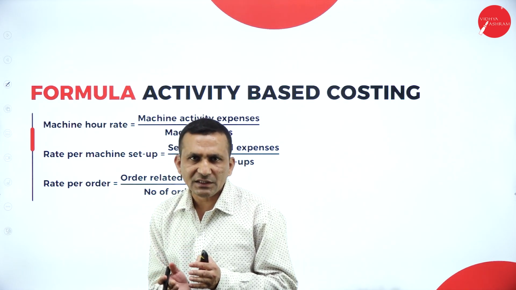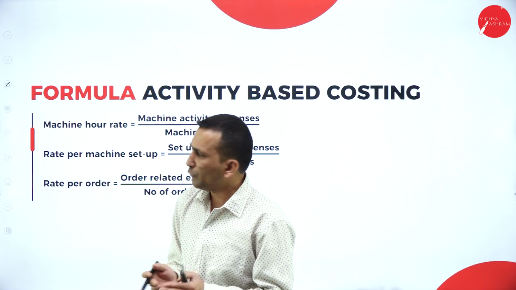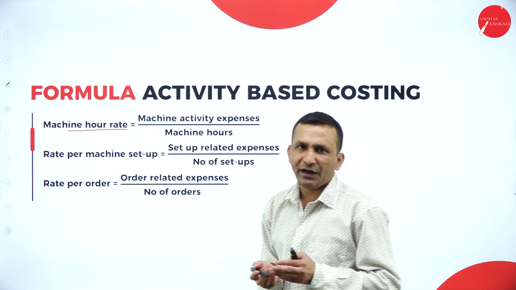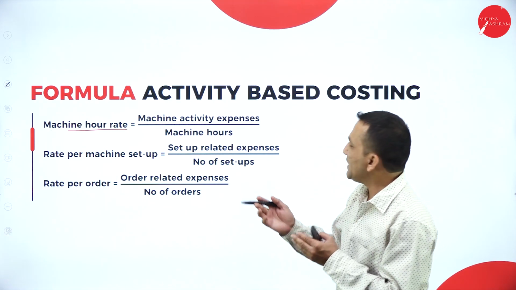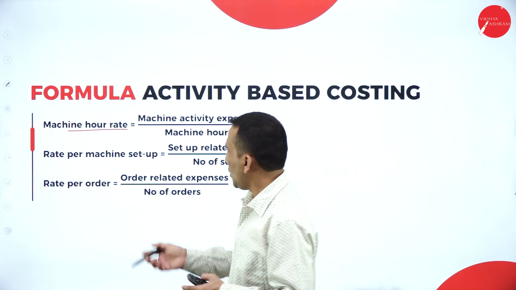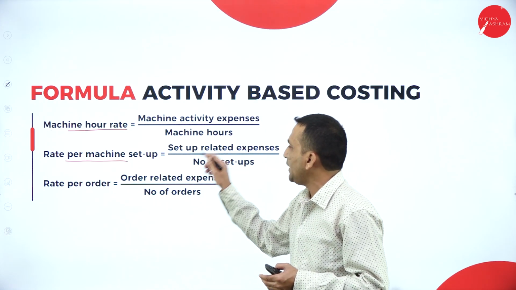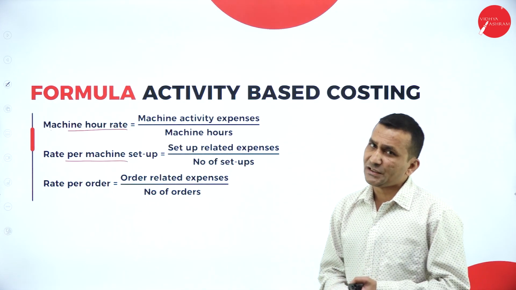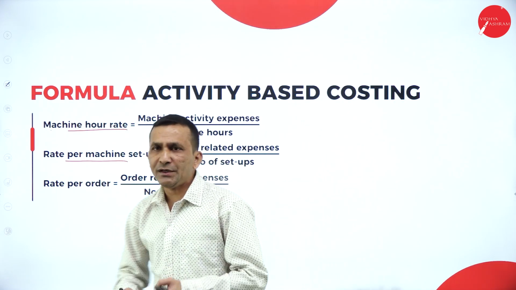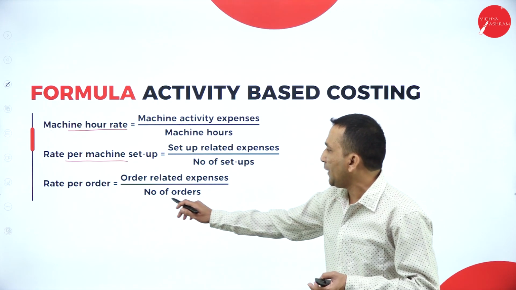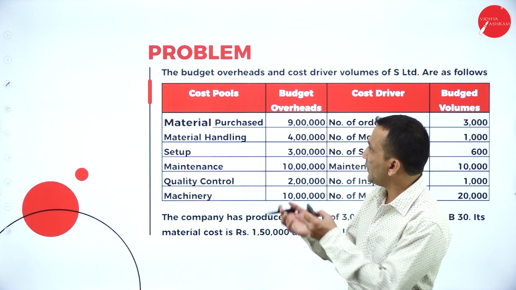The formula was also clearly specified in the last session. Because of the number of activities, we need to frame the formula. If you want to find the machine hour rate, we can easily find it as machine-related expense divided by machine hours. If you want to find the rate per machine setup, the setup-related expense divided by number of setups. And if you want to find the rate per order, order-related expense divided by number of orders. Okay, moving forward with the question.